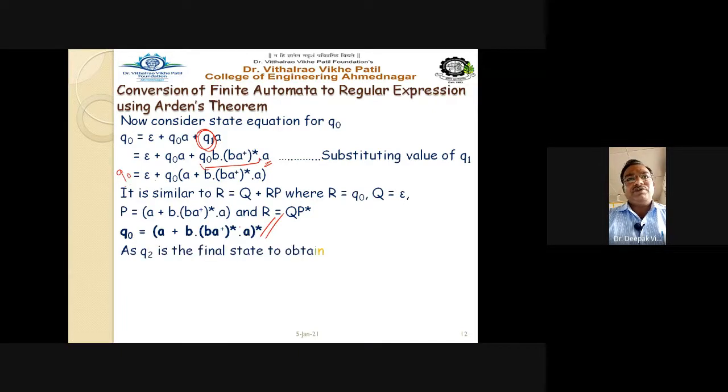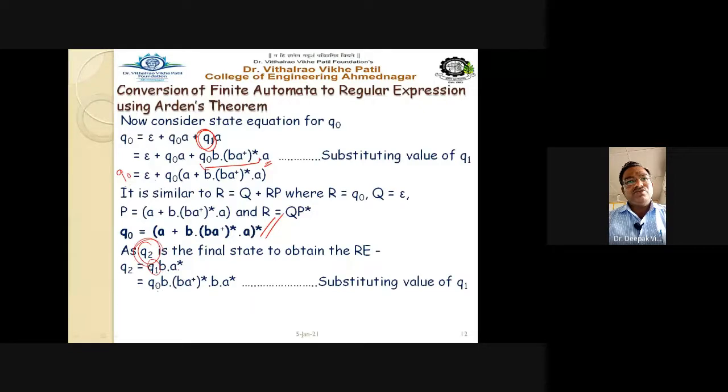But the final state is our Q2. Our Q2 is the final state. So try to obtain Q2, and Q2 equal to Q1 B A raised to star, and we have to write down the value of Q1 here. So the value of Q1 is nothing but your Q0 dot B into bracket B A raised to plus bracket raised to star dot B A raised to star. And what is the value of Q0? So now put the value of Q0. This term you have to put here.